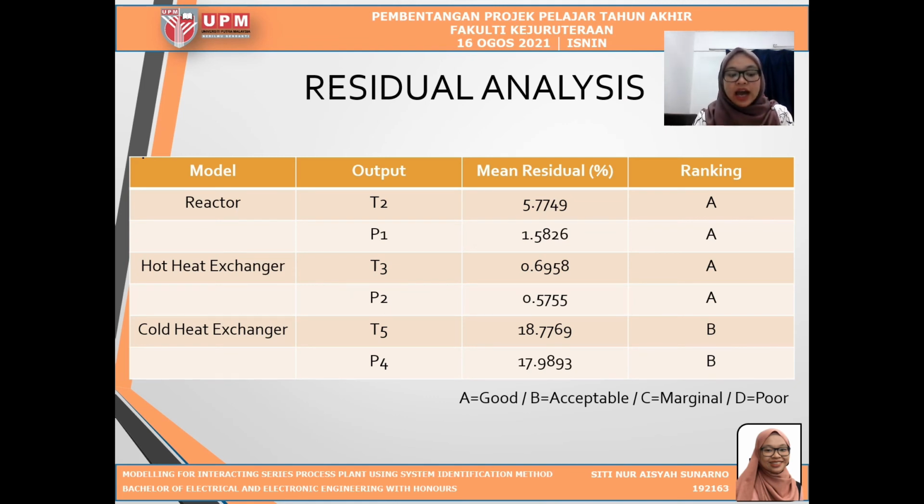It has a benchmark, which is ranked with A: the percentage must be below 10%, and B must be 10 to 20%, and D will be more than 50%. So in this project, the reactor and the hot heat exchanger have lower than 10% residual, while the cold heat exchanger has more than 10% residual, in ranking B.